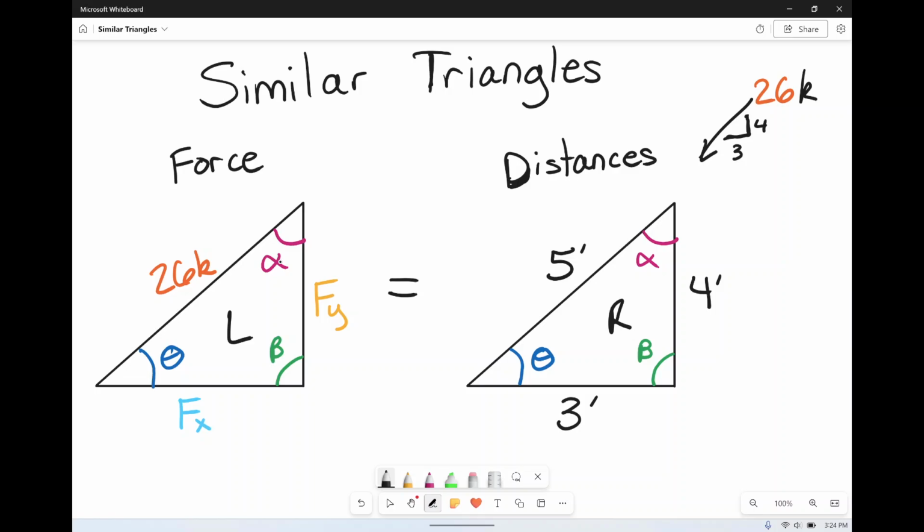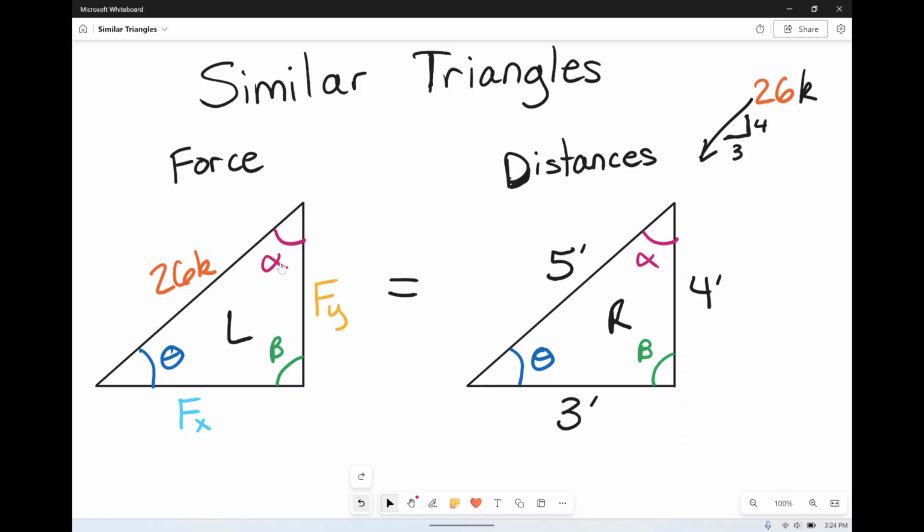So I'm going to show you how what you've been doing this whole time, trig, is what I'm doing with similar triangles. But it's going to be a lot simpler and with fewer steps. So for starters, how are we going to find this? Let's say we want to find Fx. That's what we want to find. How are you going to do it?